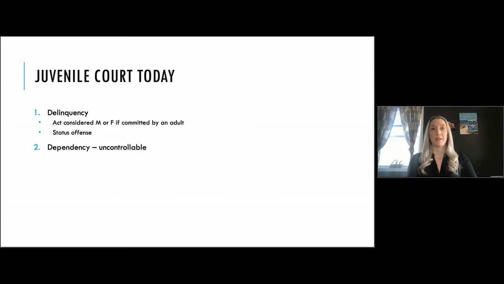Then you have dependency, and this is when youth are not engaging in criminal or delinquent behaviors, but they're just uncontrollable in the home. They're not following house rules. They may be running away from home. And then neglect. So neglect is through no fault of the child. Neglect is when the parent is either not meeting the basic needs of the child or is abusing the youth.